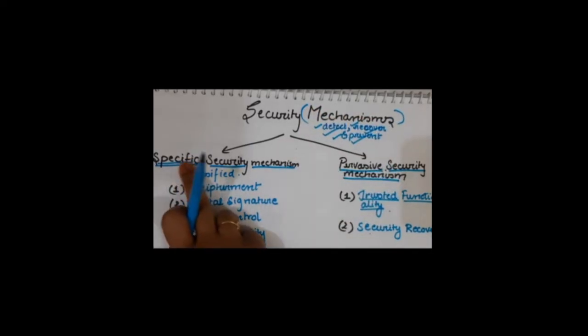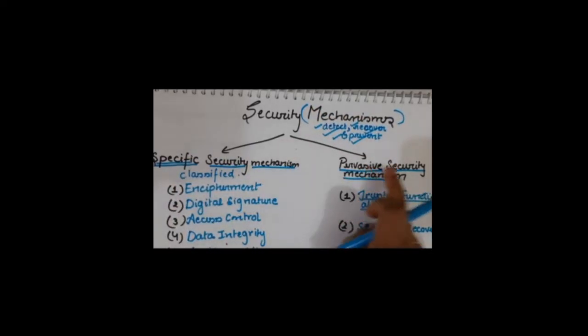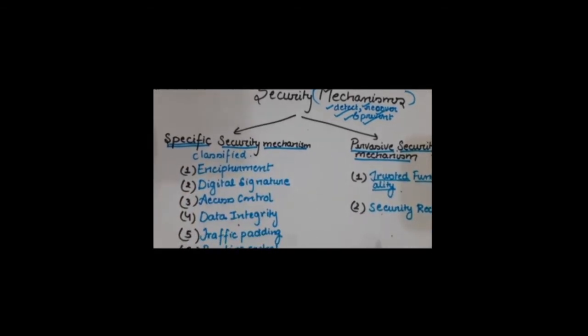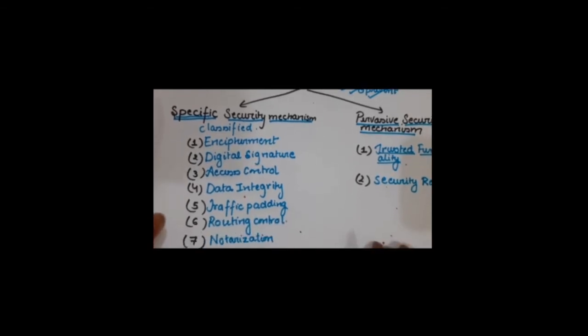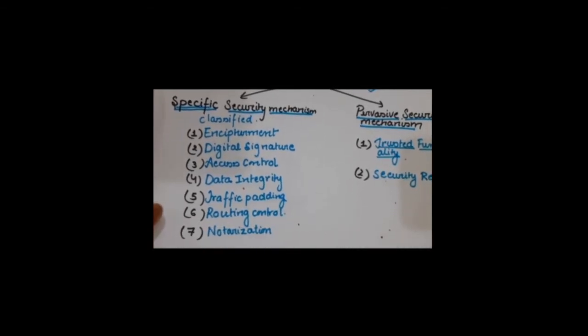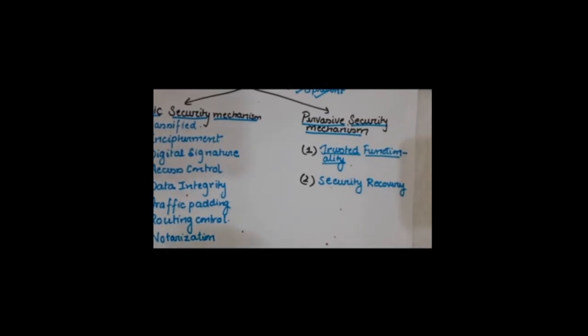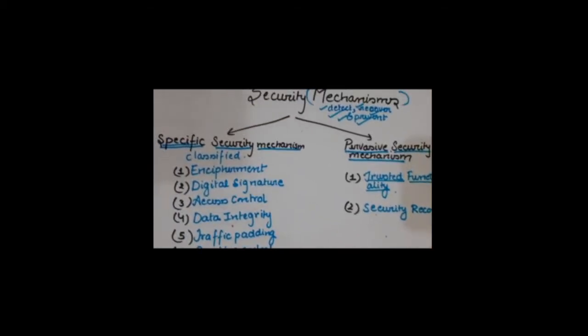Security mechanisms can be divided into specific security mechanisms and pervasive security mechanisms. Specific security mechanisms can be further classified into encipherment, digital signature, access control, data integrity, traffic padding, routing control, and notarization. Talking about pervasive security mechanisms, they can be further categorized as trusted functionality and security recovery.